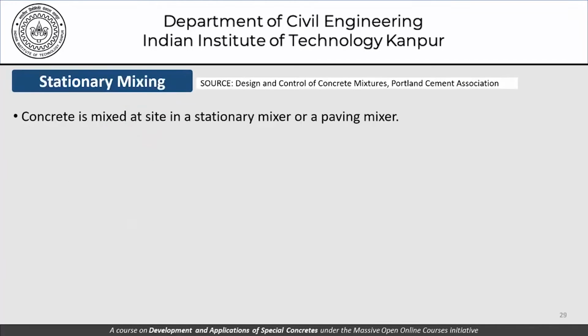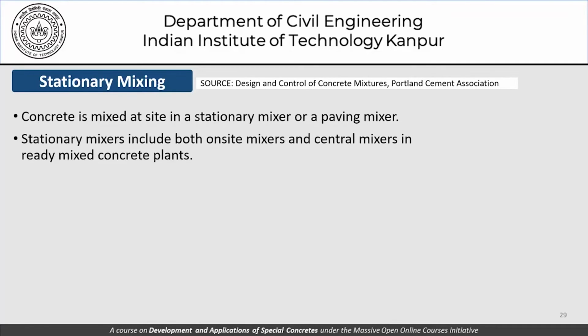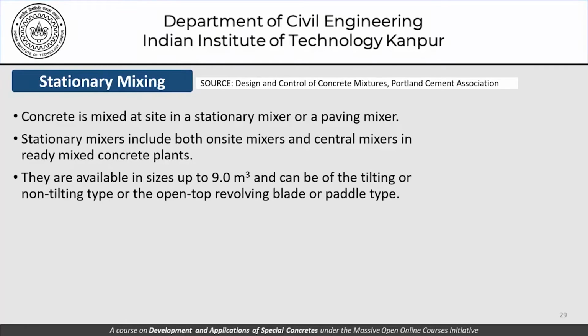Now let me introduce to you the concept of stationary mixing. In this case, concrete is mixed at site in a stationary mixer or a paving mixer. The stationary mixers include both on-site mixers and central mixers in the ready-mix concrete plants. They are available in sizes up to 9 cubic meters and can be of the tilting or non-tilting type or the open-top revolving blade or paddle type.